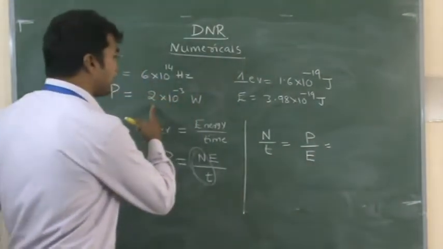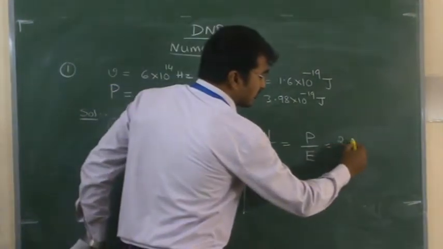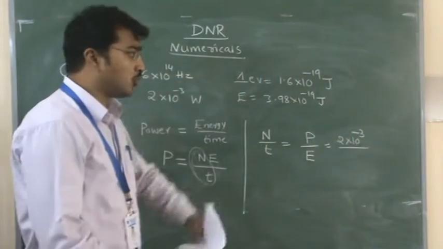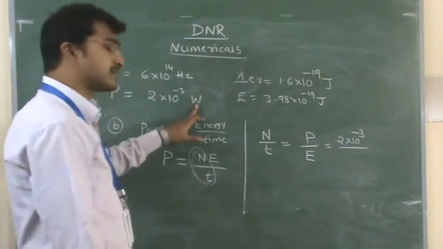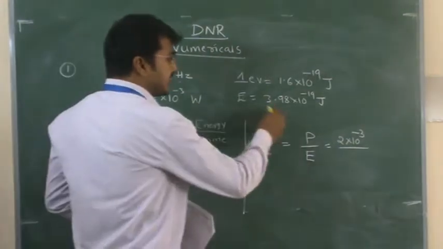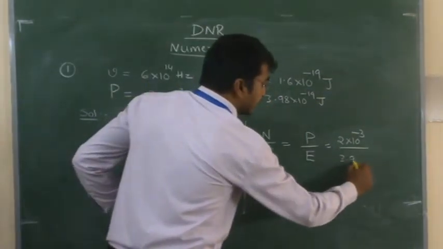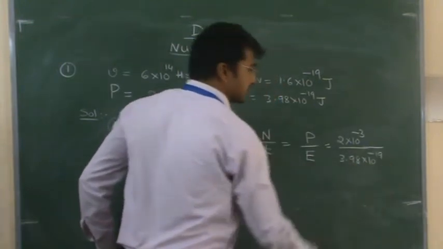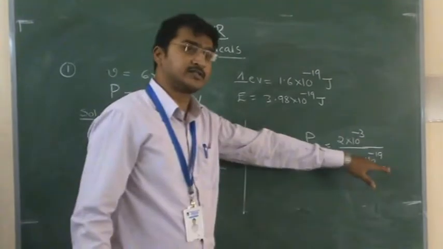What is the P they given? 2 into 10 to the power of minus 3 watts, or joule per second. Okay, watts they say it. Next, energy: 3.98 into 10 to the power of minus 19 joules. So no need to write SI units here.